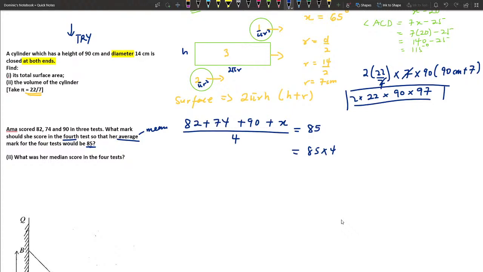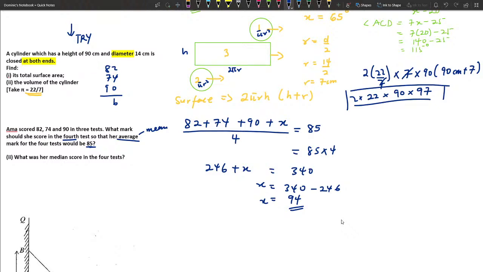Let me do the addition. 82 plus 74 plus 90 gives 246. Not 170. So 246 plus x equals 340, and then 340 minus 246, because if you get 170, that's way too much. That's more than 100% in a test. So you see, some of these things should actually help you check. When we check it, we should get our answer to be 94. So the answer is 94 for the first part.